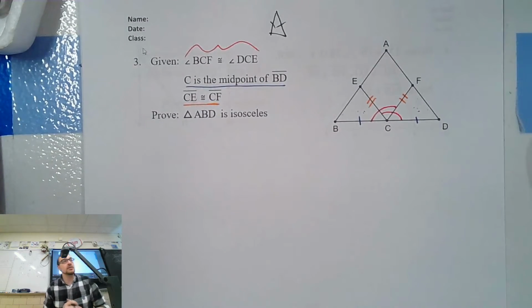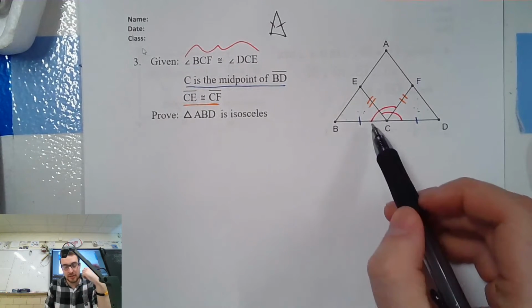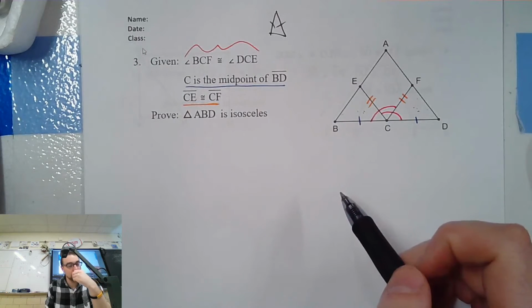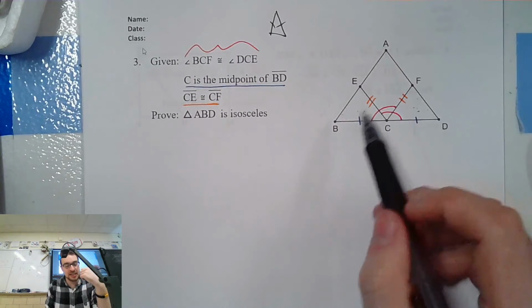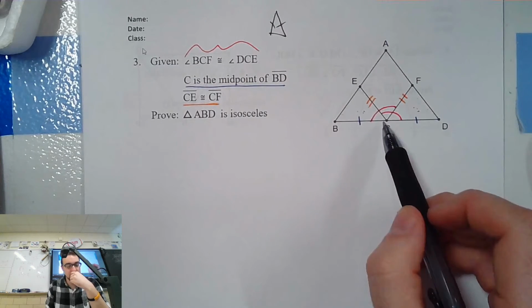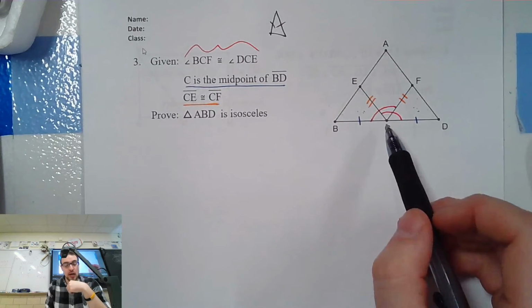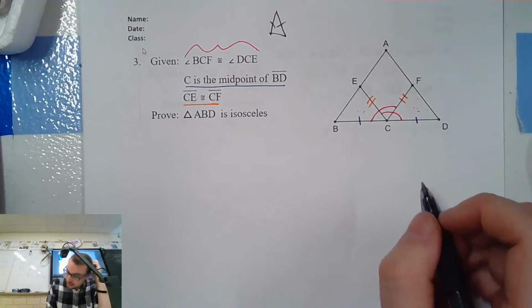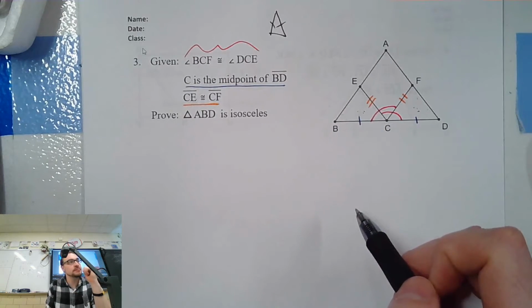Wait, did you already say that those two angles are equal? The red angles are the same, yeah. I'm talking about angle BCE. You said that's equal to FC. We're going to try and prove that, yes. Because if we get that, then we can say side angle side.